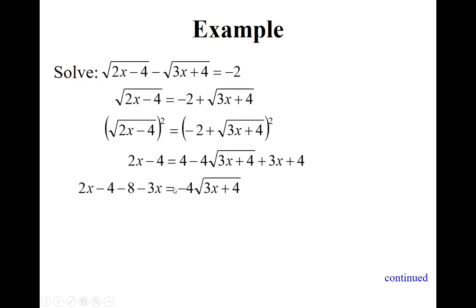Combining like terms, 4 plus 4 is 8. Subtracting 8 from both sides. Subtracting 3x from both sides. We get this negative 4 radical 3x plus 4 by itself. Simplifying the left, 2x minus 3x is negative x. Negative 4 minus 8 is negative 12.